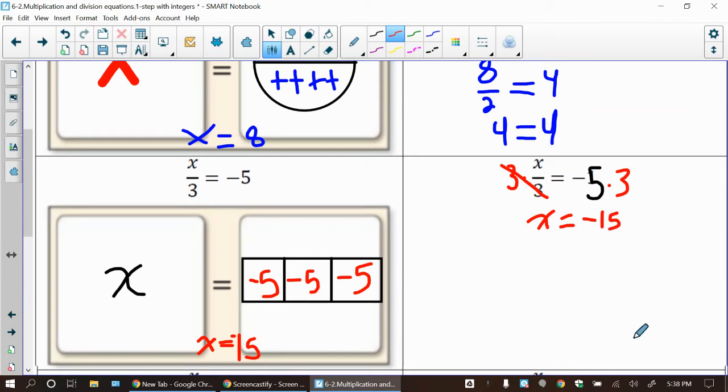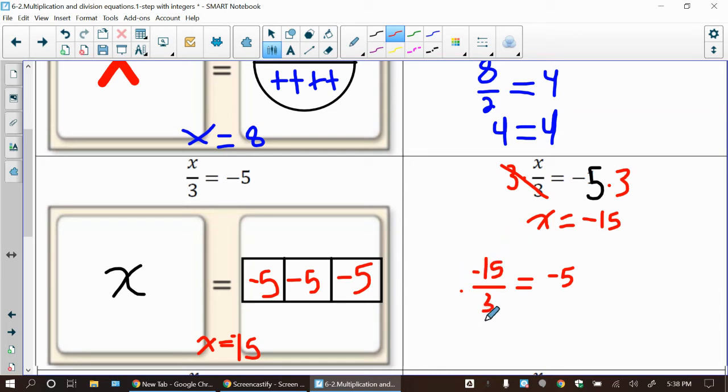And then as always, we want to check our work. Take your negative 15 and replace your variable with your solution. That's how you check your work, not just by putting a check mark or just putting negative 5 equals negative 5. You have to actually rewrite the equation with the variable replaced with its solution. That's how you check it.